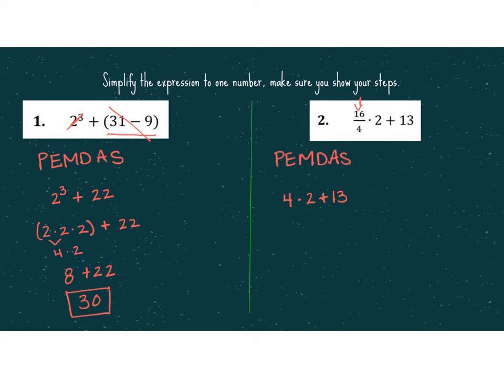Okay, so I did my division. Now I'm going to look. What else do I have? Well, now I have multiplication next. Remember, those are going to go in any order, left to right. So I started with my left, and now I'm moving to my right.